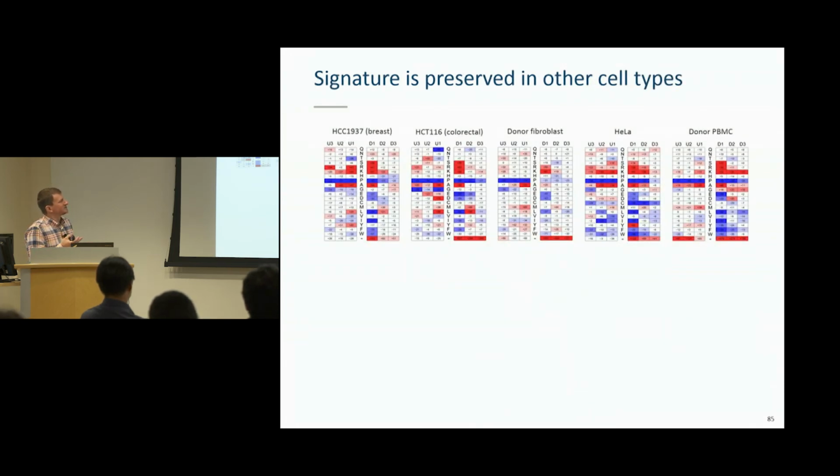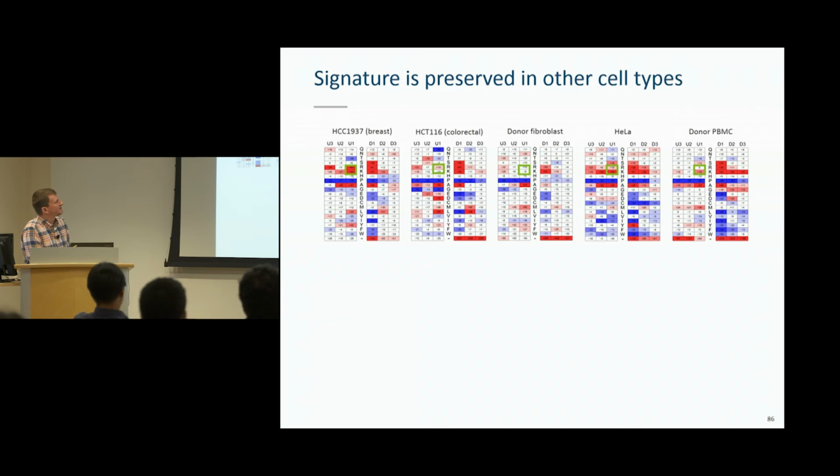And then we were curious, well, we see this processing signature in the particular cell line that we happen to be using for these experiments, but is this a general signature? Would we see this in other cell types as well? So we looked in previously published mass spec data from breast cells, colorectal cells, fibroblasts, HeLa, donor blood cells. And across the board, we see most of all the same signatures present across these distinct cell types. So it seems that this is actually a fairly conserved proteasomal processing signature and not highly specific to our cell line. Though we do see some points of variation which we're pretty curious about.